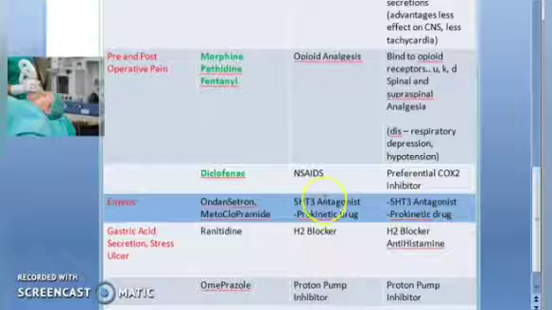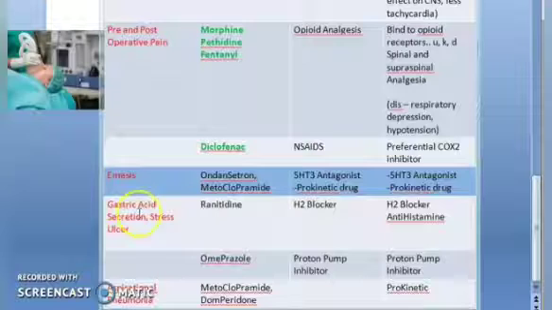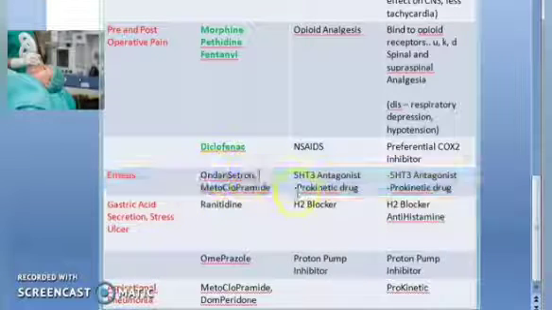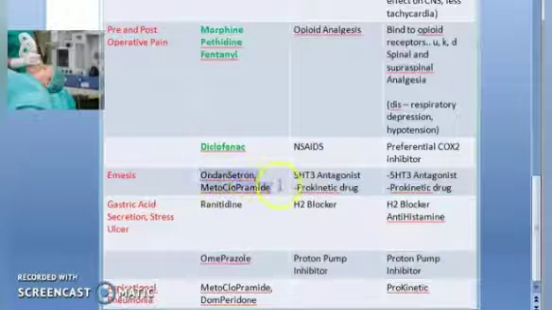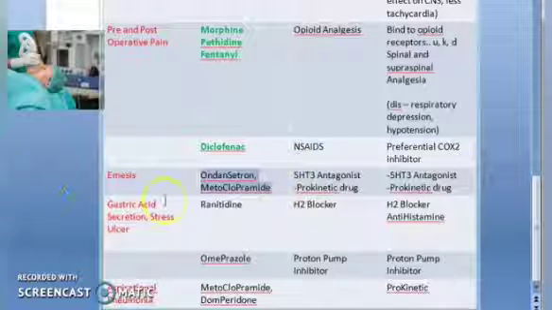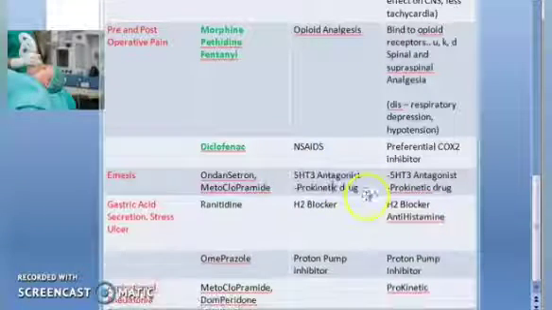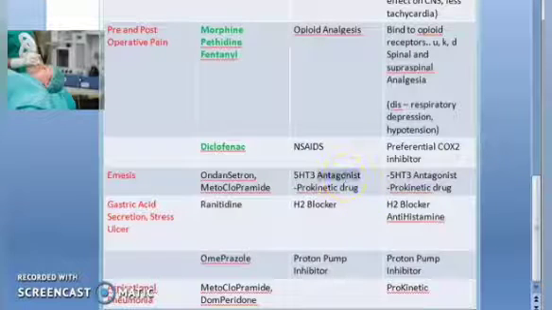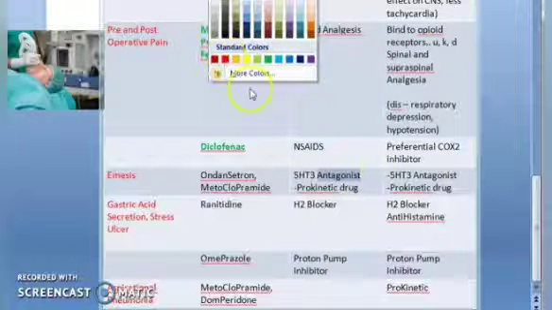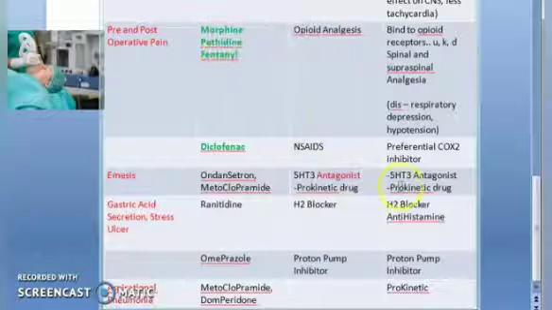Emesis. Now, emesis is a problem that you are expecting. So, how will you handle emesis? Obviously, with an antiemetic. Antiemetic example, ondansetron, metoclopramide. How does ondansetron work? It is a 5-HT3 antagonist, serotonin antagonist. Antagonist is, it is going to inhibit the action. Alright. So it is an antagonist, 5-HT3 antagonist.